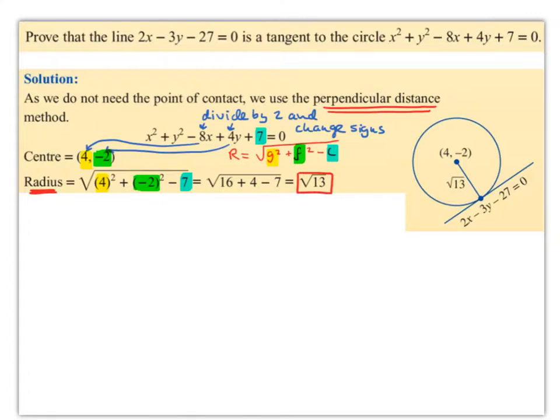So we take our equation x squared plus y squared minus 8x plus 4y plus 7 is equal to 0. We take the coefficient of x, minus 8, divide it by 2 and change the sign to get 4. And we take the coefficient of y, which is 4, divide it by 2 and change the sign to get minus 2. So the centre is (4, minus 2). The formula for the radius is the square root of g squared plus f squared minus c. So g is 4, f is minus 2, and c is 7. Into the formula, and we get the square root of 13. So this is the length of the radius.